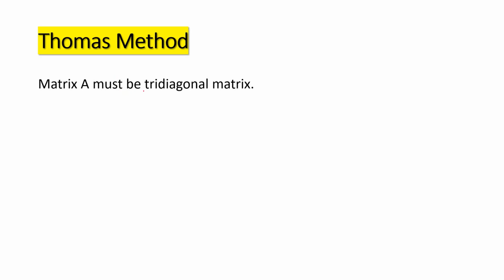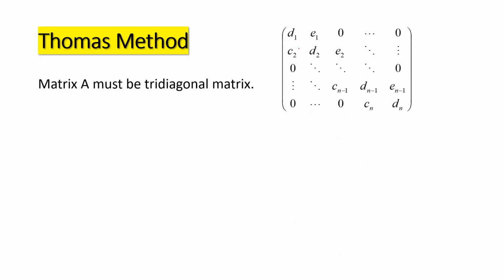So for Thomas method, make sure A is a tridiagonal matrix. This is the general form of a tridiagonal matrix, where D stands for diagonal: D1, D2, up to Dn. This is the n by n matrix. C2 is the entry below the main diagonal, starting from row 2, C2 up to Cn. E is the entry on top of the diagonal, starting from row 1, E1, E2 up to En minus 1. So in total it is only tridiagonal.